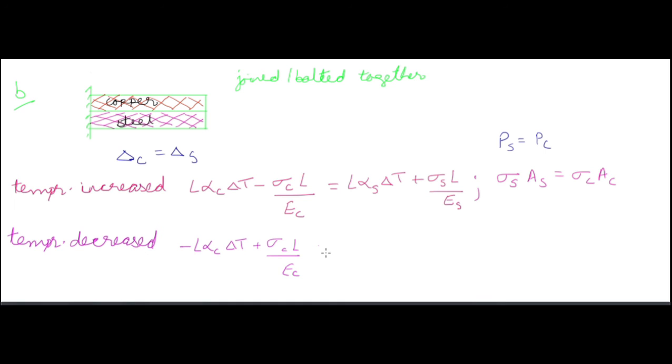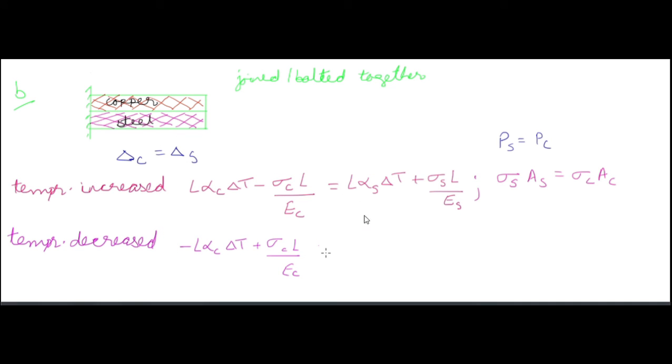Due to that, compressive forces will develop in the copper tube, while in the steel we will have tensile forces, because copper is trying to take it along with it. So tensile forces are induced in the steel and compressive forces are induced in the copper. So L alpha C delta T minus sigma C L by EC is equal to L alpha S delta T plus sigma S L by ES. L is the same for both.